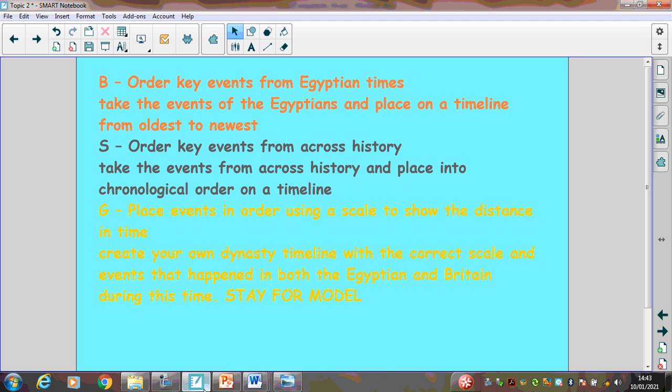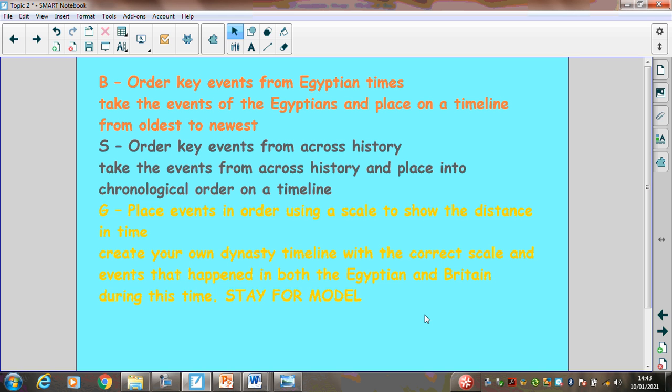So that was silver. And then for gold, you're going to place events in order using a scale to show the distance in time. So you're essentially going to be creating your own dynasty timeline, like I just showed you before, with the correct scale and events that happened in both Egypt and Britain during this time. Okay, so I'm just going to show you the models now.